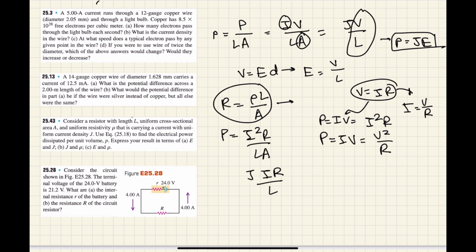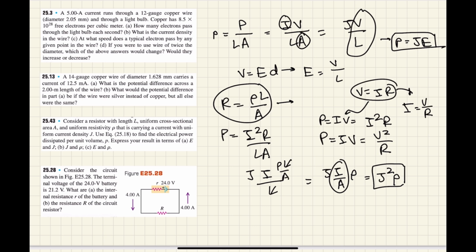And so if you plug in rho L over A up here instead of R, the L's cancel and we're left with J times I over A times rho. Well, I over A is just J, so it's equal to J squared times rho. So that's another form for power. This is power per unit volume, sorry.